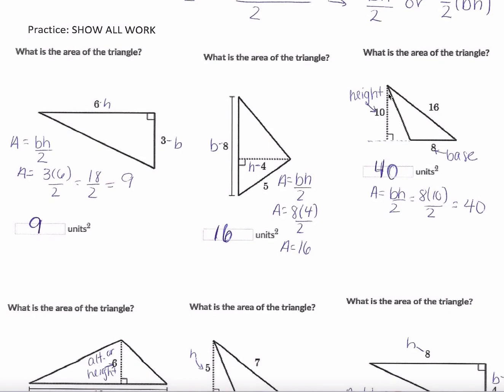Again, when dealing with area of a triangle, the most important aspect is being able to identify the base and the height in the triangle, and they should be perpendicular. So it's where that right angle is formed.